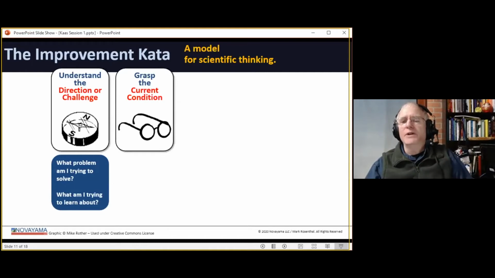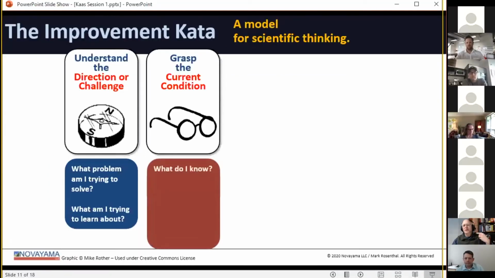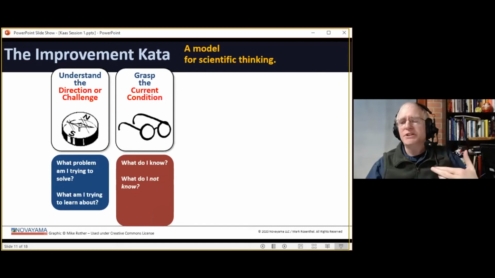Okay, where are we now? So I love the word grasp because it's visceral. I have to take it in my hand. I have to feel it. So grasping the current condition is really asking, okay, what do I know about this process? What do I not know? Mapping it out, doing what Theresa did, and just understanding at a very low level what's going on, and really understanding the boundary between what I know and what I do not.